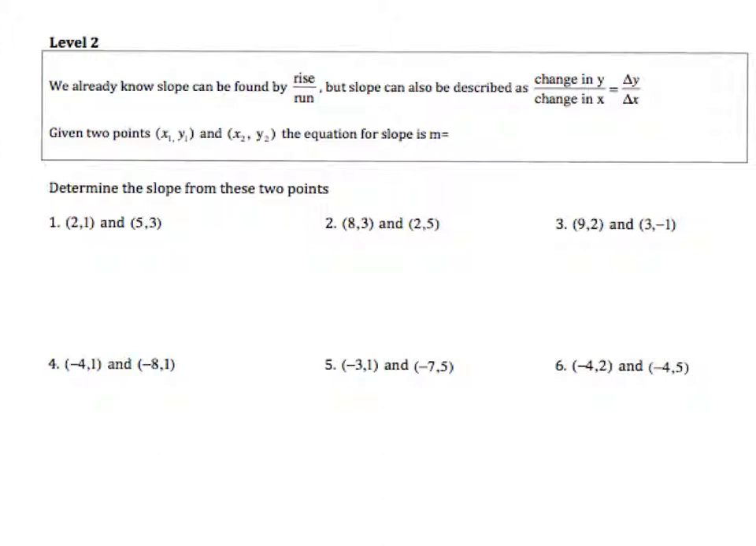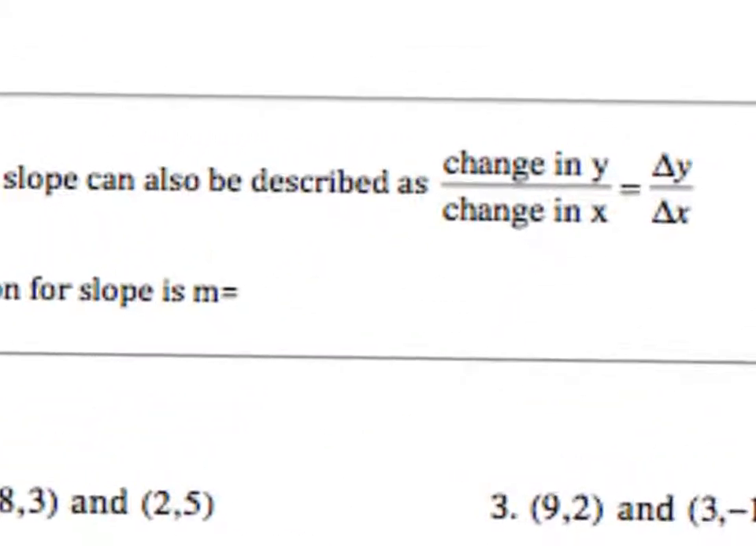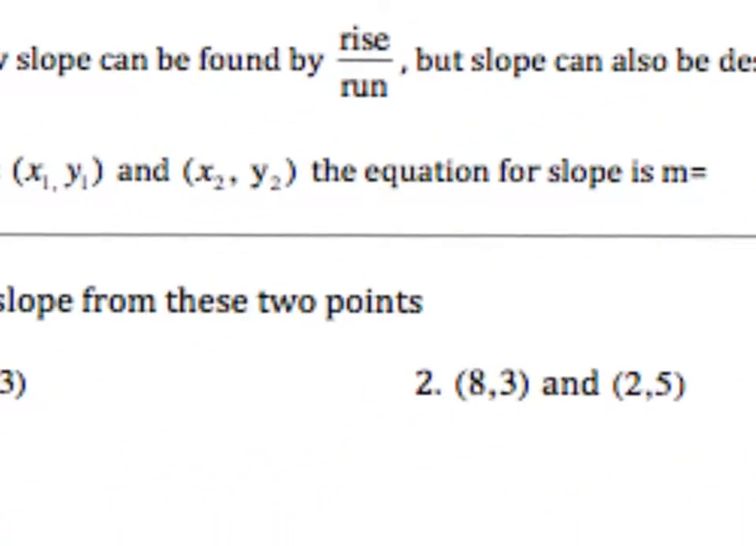We said the change in y over the change in x, or in math terms, that means that you're finding the difference in the y values and then the difference in the x values. So we can say y2 minus y1 over x2 minus x1. Now it doesn't matter which point you label as x2 and y2 or x1 and y1 as long as you stay consistent. And I'll show you what that means here in this first example.